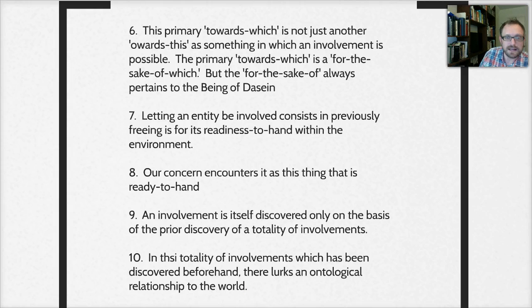So seven, letting an entity be involved, or getting involved with an entity, consists in previously freeing it for its ready-to-handness within the environment, right? And our concern encounters it as the thing that is ready to hand. Number nine, an involvement is itself discovered only on the basis of the prior discovery of a totality of involvements, right?